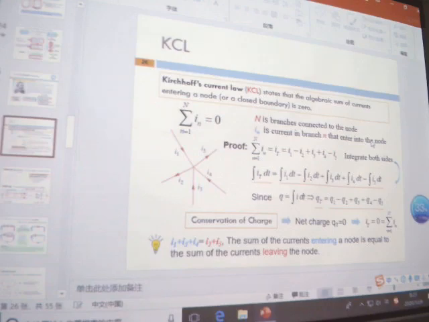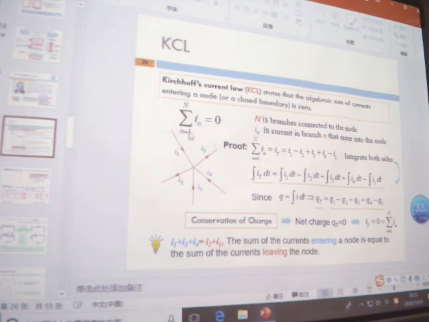Means the sign. Okay, so if it's entering the node, it's positive. If it's going out, it's negative. Okay. So here is a simple proof for this equation.